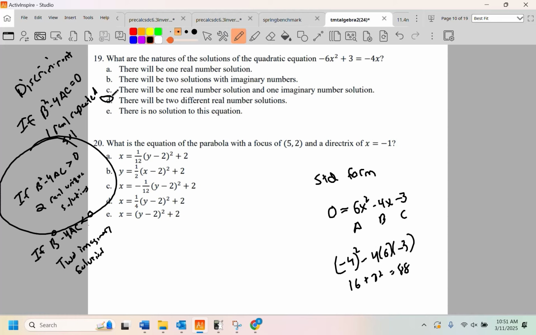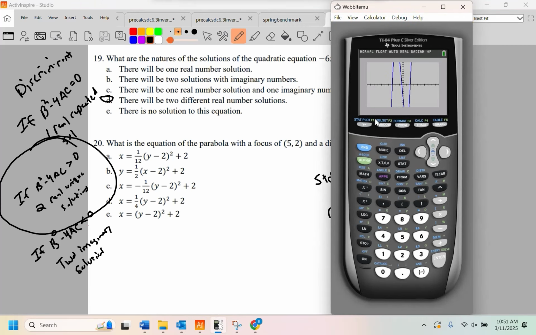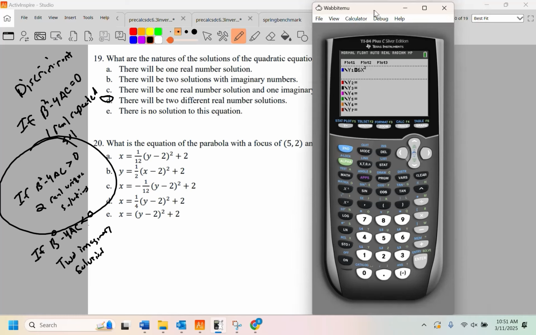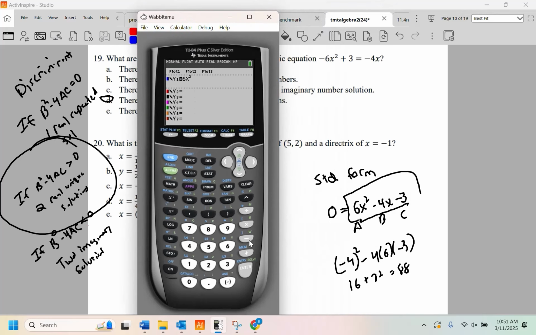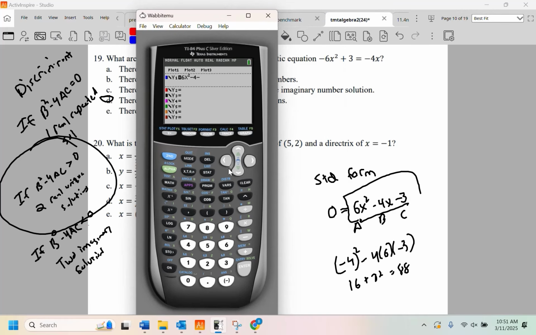Now, on a TI-84, I don't actually have to know those properties, but I have to know what graphs look like, right? So I could have graphed it: 6x to the second minus 4x minus 3. Remember, solutions are where we cross the x-axis. So here's my graph, and it should cross twice. Wasn't so bad.